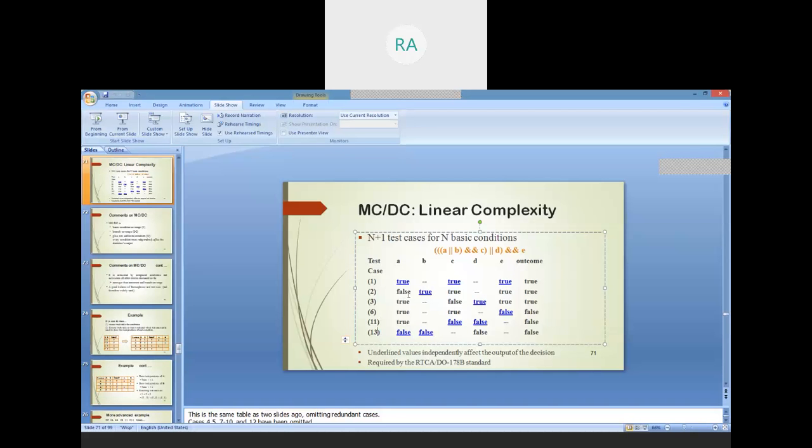Whichever values they have underlined, those values are independently affecting the output of the decision. If I change the value of A, C, and E here, it is going to change the outcome associated with the condition. Whereas in the second test case, if you change the underlined value, it will have an impact on the final outcome, irrespective of these values.